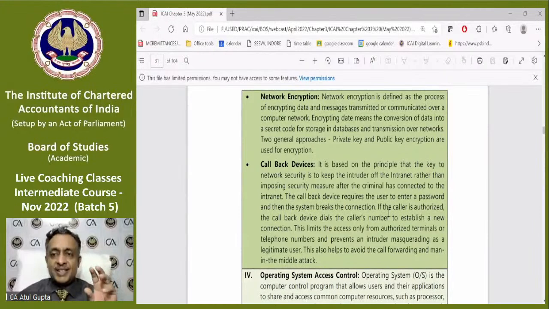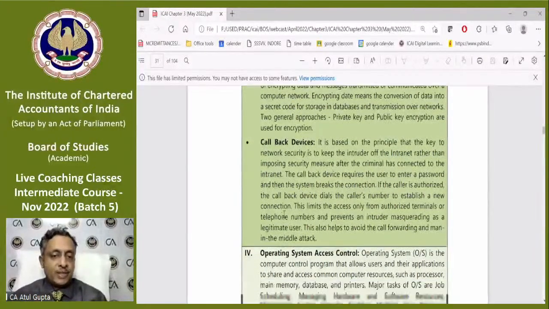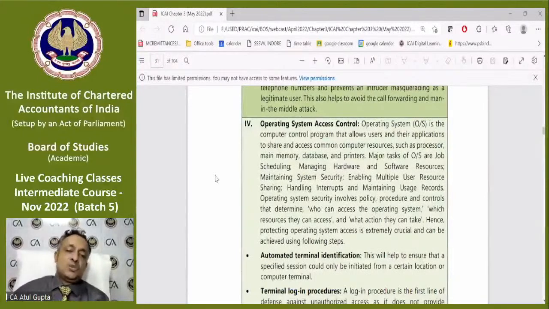The core purpose is to ensure that the person who is connecting to the system is the identified person and the security of system and network is ensured. I'll just read two lines from this. It is based on the principle that the key to network security is to keep intruders off the intranet rather than imposing security measures. So by calling back, what I first did is establish the identity of the caller. So the intruder issue is killed. When I establish that the caller is genuine, no intruder is there, then I'll call back and ask him or her to transfer data. That is network controls.